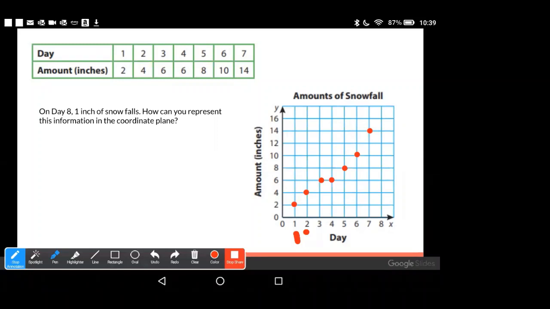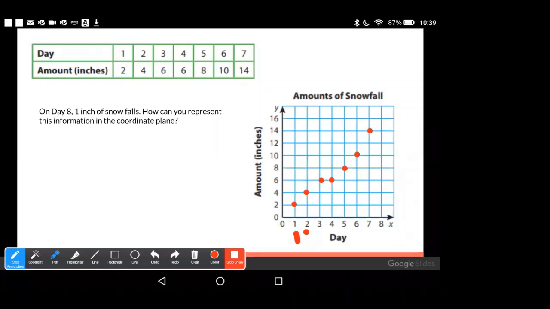So when I look at this graph, I kind of see, okay, as my days are going, I'm getting more and more snowfall. And I can see that it's increasing as I go. So then my question says on day 8, 1 inch of snow falls. Okay, so that's not taking the trend of our graph there, but it's okay. How can you represent this information on the coordinate plane? So where would I put day 8 of having 1 inch of snowfall?